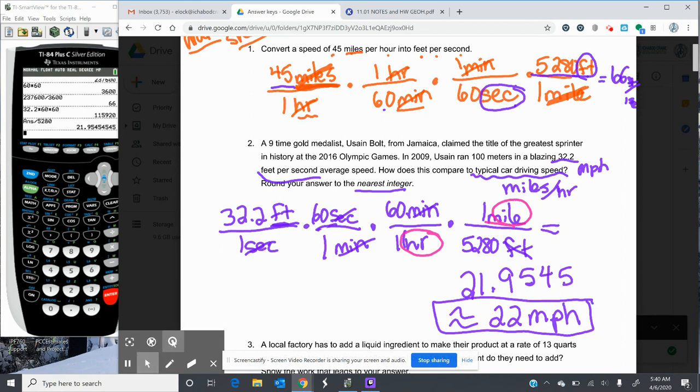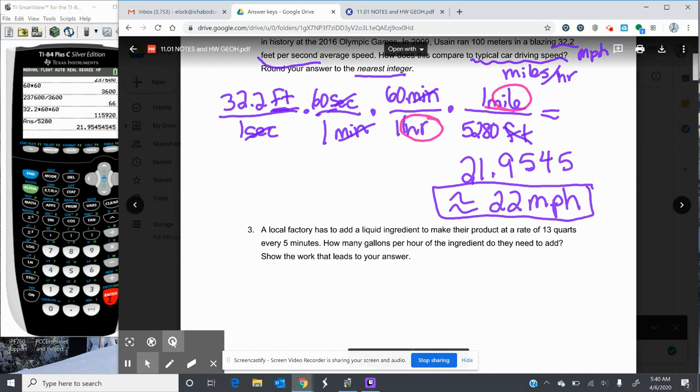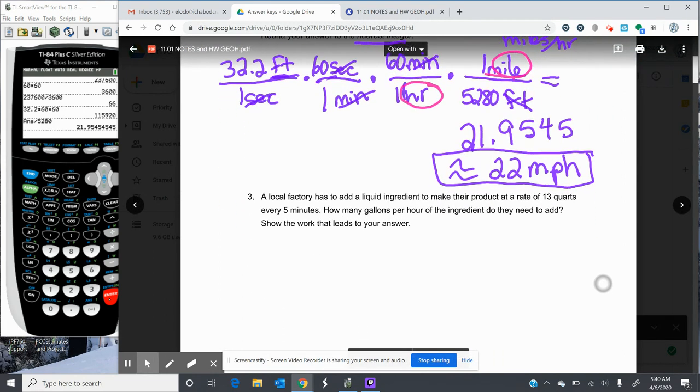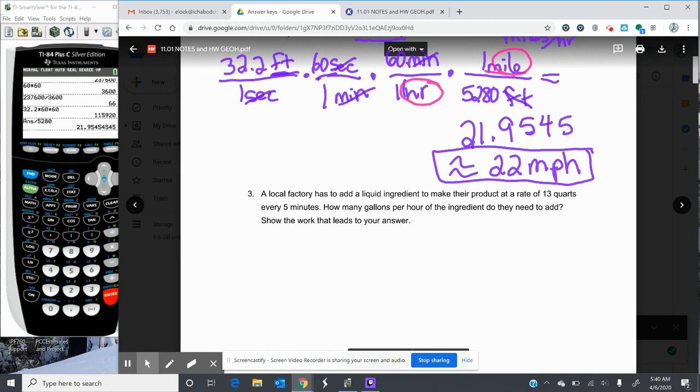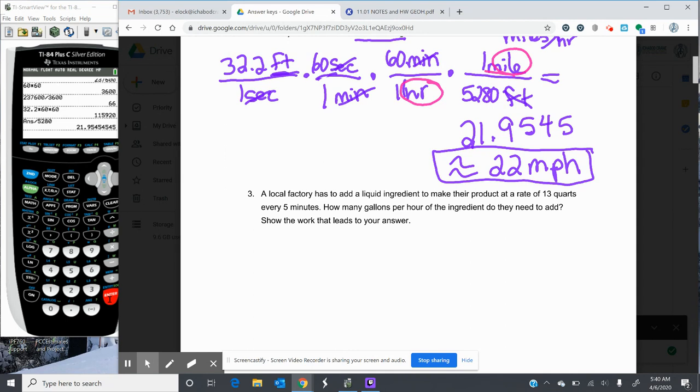And looking at number 3, and these conversions again are going to be on your math reference sheet. A local factory has to add the liquid ingredient to make their product at a rate of 13 quarts per every 5 minutes. How many gallons per hour is this? So we have 13 quarts for every 5 minutes, and they want to know how many gallons per hour of the ingredient they need to add.